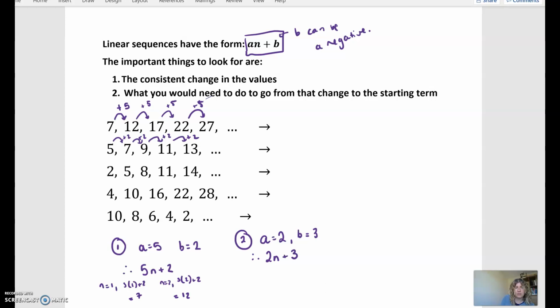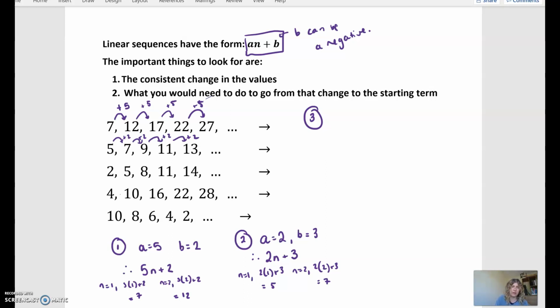Now let's try it. When n is 1, okay, we've got 2 times 1 plus 3. 2 times 1 is 2 plus 3 is 5. Okay, n is 2. We've got 2 times 2 plus 3. Okay, it's 4 plus 3, which is 7. Perfect. Excellent. That's what we want. All right, let's go for the third one. I'm going to do the third one, and then I want you two to try the last two yourselves, and I'll put up the answers.